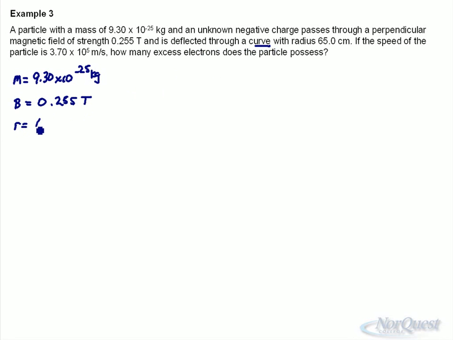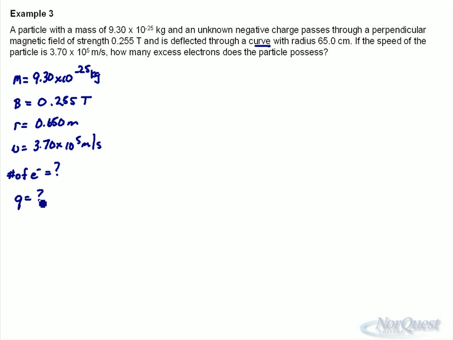Now I'm going to change that to meters right off the bat, just so that we're working with the proper unit system right away. If the speed of the particle is 3.70 times 10 to the 5 meters per second, what we want to do is find out the number of electrons. And you're going to see this come up again in lesson 2. To find number of electrons, the first thing you need to do is find charge.